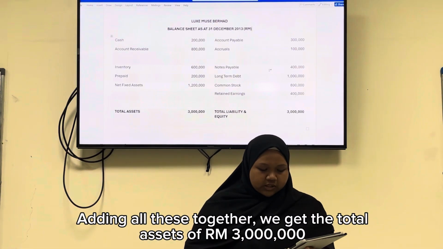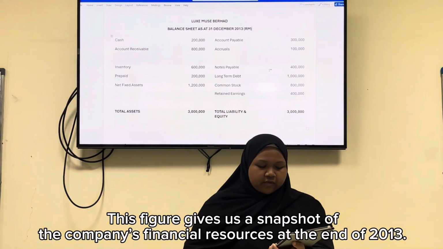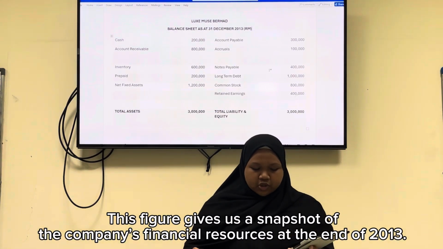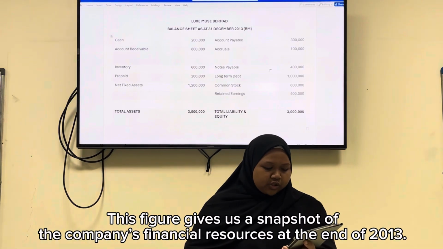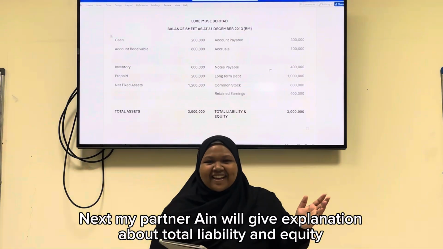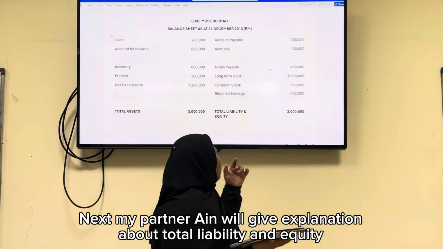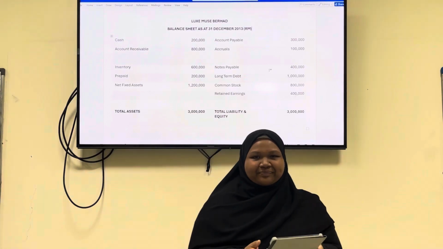Adding all this together, we get total assets of 3 million. This figure gives us a snapshot of the company's financial resources at the end of 2013. Next, my partner will give an explanation about total liabilities and equity.